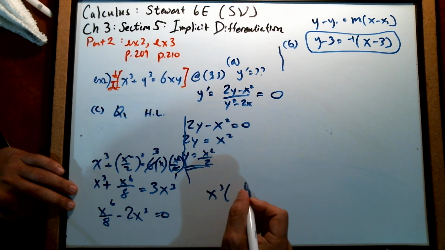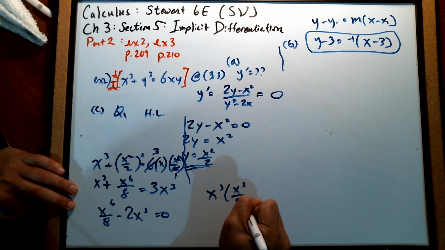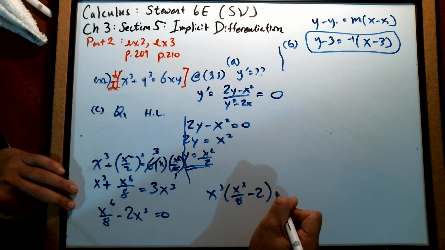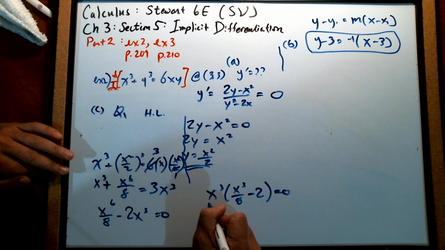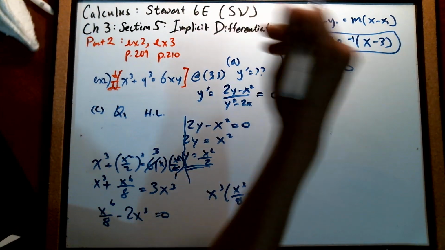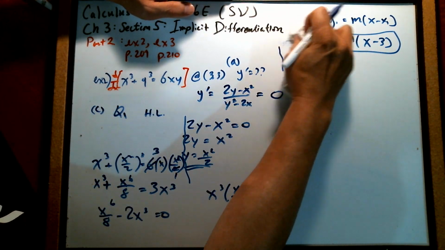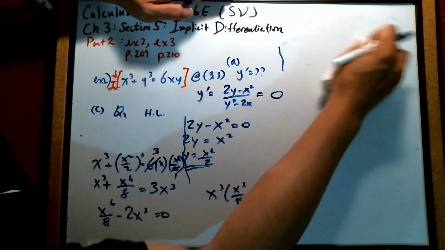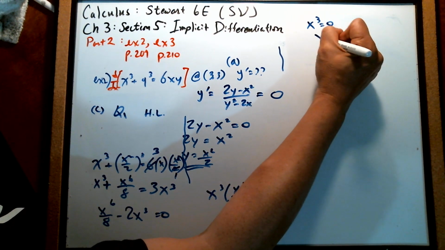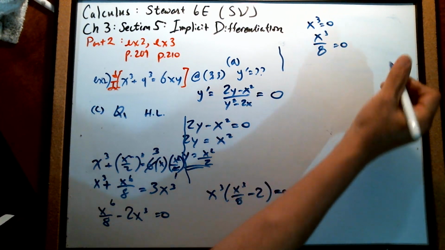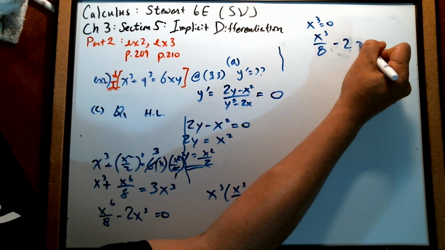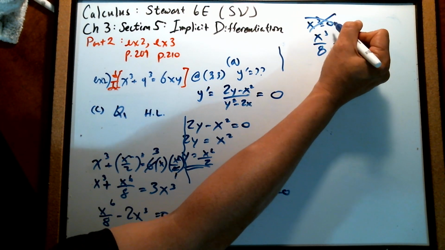Factor out x cubed. You end up with x cubed times x cubed over 8 minus 2 is equal to 0. We set each factor equal to 0. So it's going to be x cubed equals 0. I'm going to erase this, already done with part B. And so x cubed equals 0. The other factor is x cubed over 8 minus 2 is equal to 0. So what do we do here? x cubed cannot equal 0 because this is not in quadrant 1.